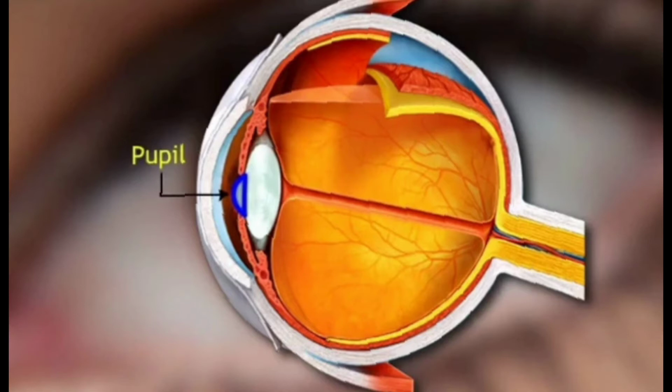Now this pupil controls the amount of light which is entering your eye. If the light falling on your eye is too bright, suppose you are observing the sunlight directly at 12 o'clock, the pupil contracts, and if the light is dim, right in the night when the light goes, it widens.